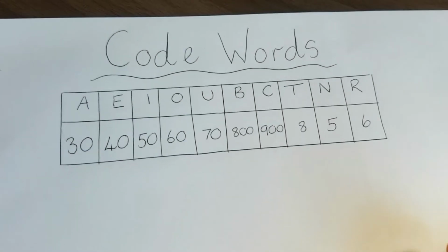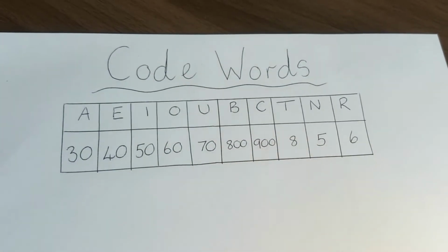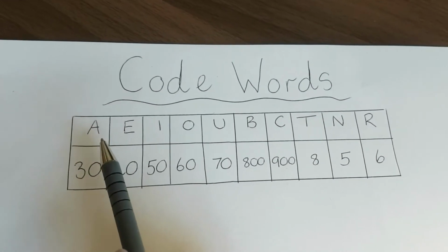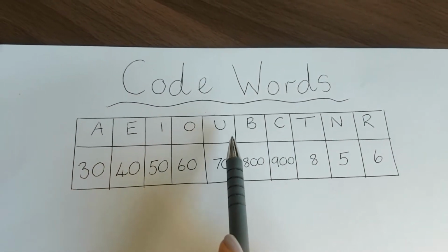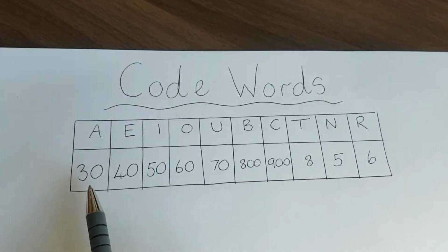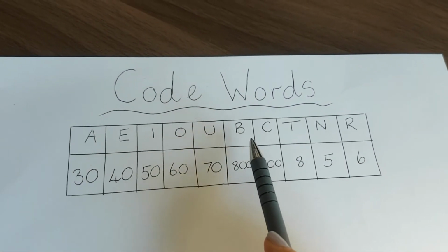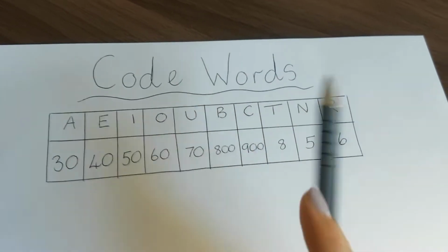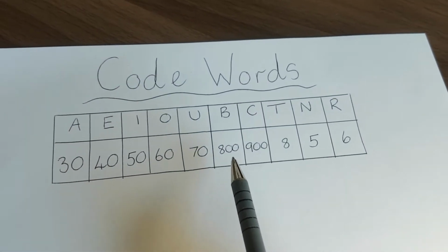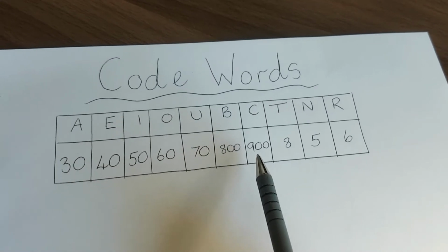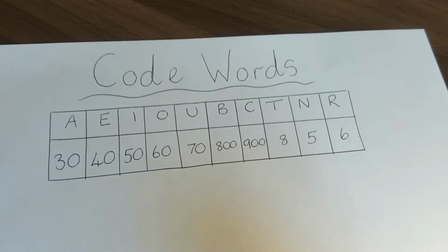So for code words you need to start off with your code. Here I've created myself a grid with the vowels A, E, I, O, U and given them all multiples of 10: 30, 40, 50, 60 and 70. I've then got the letters B, C, T, N and R. You can choose whatever you want. And I've just put in some numbers here as well: 800, 900, 85 and 6.